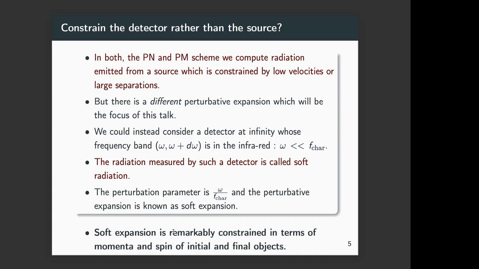And so the detector is only sensitive to low frequency radiation. By low we mean radiation whose frequency is much less than the frequency of the system, and so it's called soft radiation. In this scheme that we will discuss, the perturbation parameter is the frequency of the detector divided by the characteristic frequency of the system, and it's called a soft expansion. The one thing I will try to convince you of is that it's remarkably constrained in terms of momenta and spin of the initial and final objects, and it can be used as a very powerful tool in its own right.